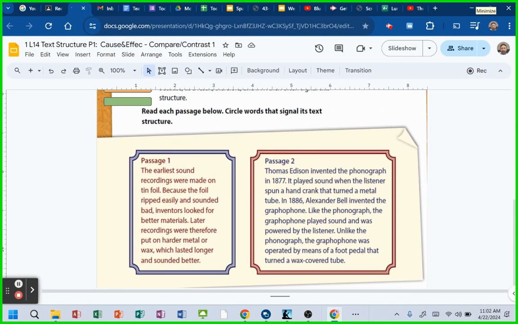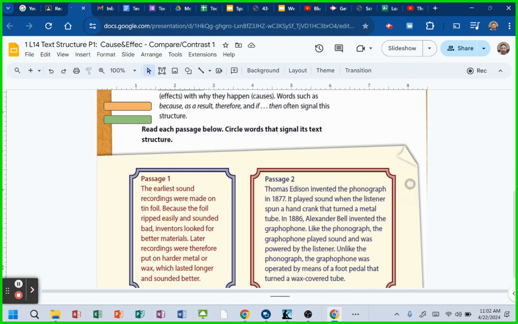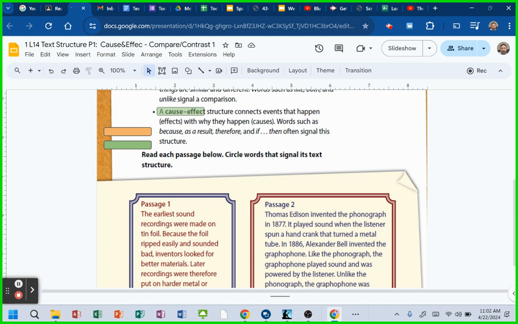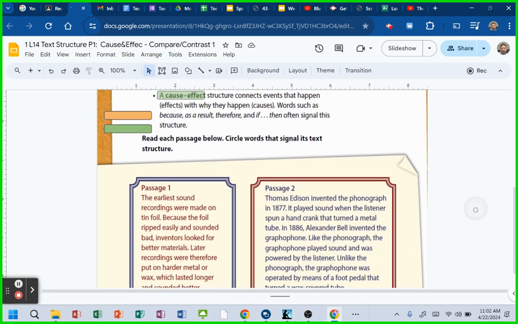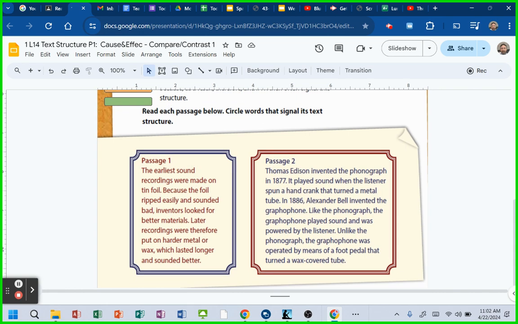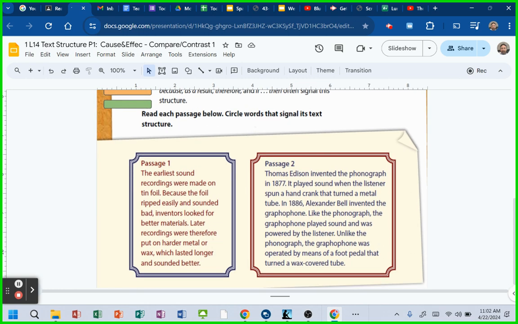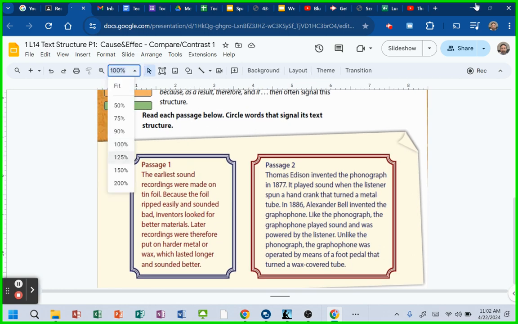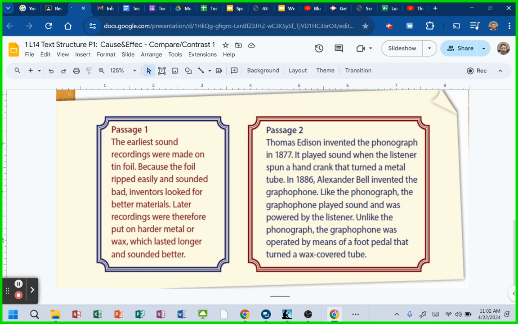So we're going to read each passage below. I want you to circle, well, in this case, you're going to use the highlighters. Highlight the signal words that show the text structure, right? So I'll read passage 1 and passage 2, and you can think about that as we read, okay? Let's do it. Passage 1.